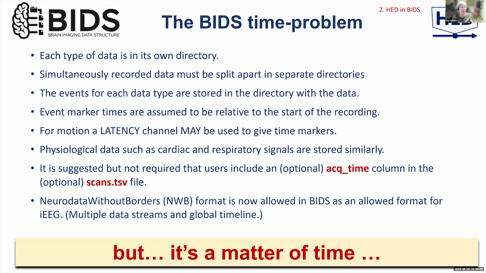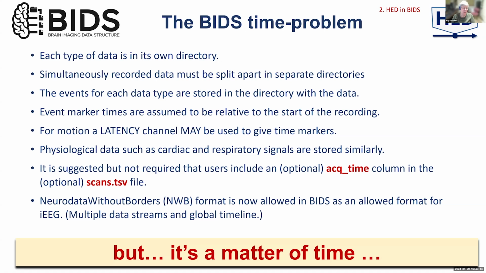So things like motion may have a latency channel which gives the time markers, but there's no necessarily mechanism to have those time latencies be relative to a global clock. And so I think this is really a problem. It's suggested, but not required, that users include an acquisition time column in the optional scans TSV file, but surprisingly few BIDS datasets that now exist do that. So very few BIDS datasets that are deposited in OpenNeuro actually have starting acquisition times. Some data modalities have a time embedded in the actual recording data, but there's nothing in the metadata for a lot of these datasets.